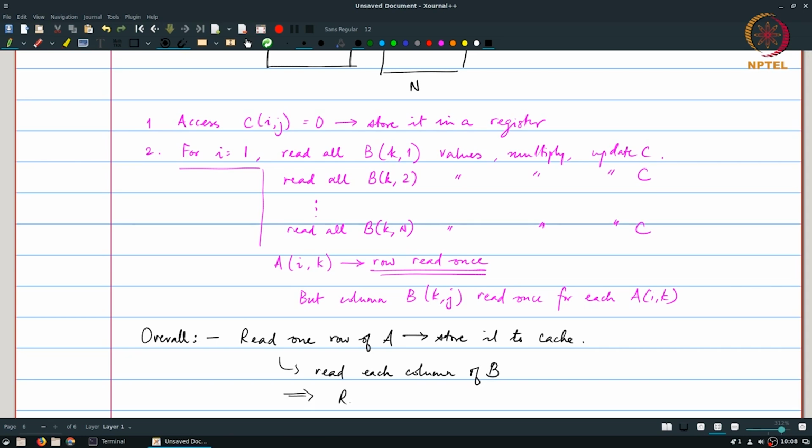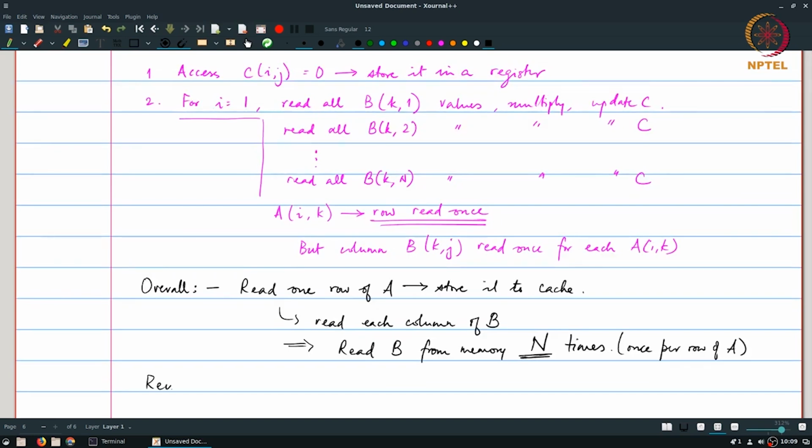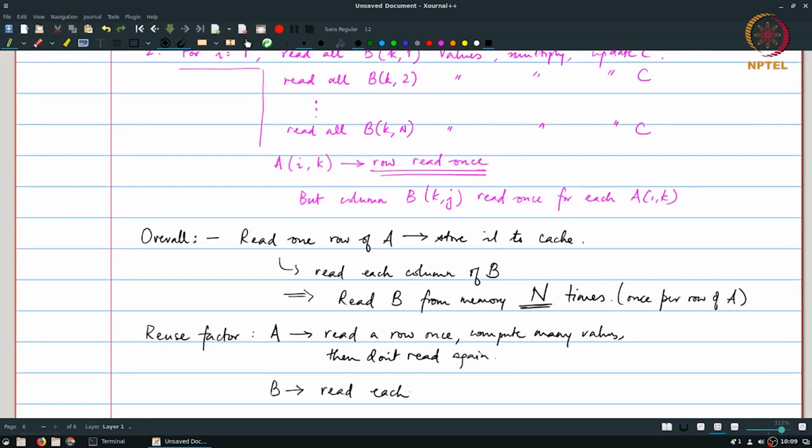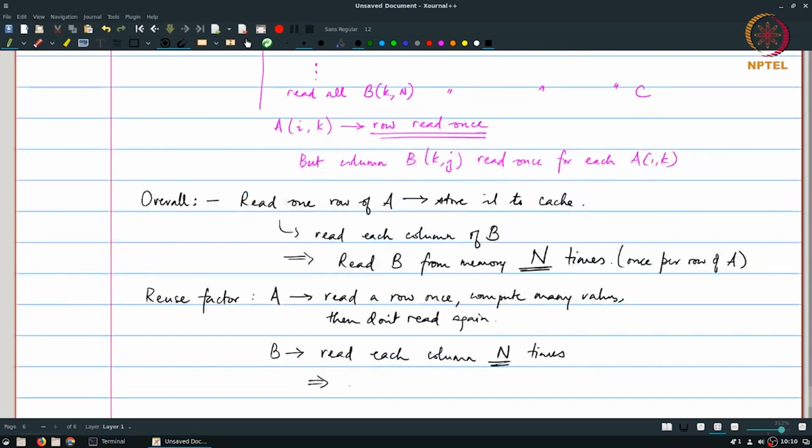Effectively what it means is B needs to be read from memory a total of n times, once per row of A. So in other words, the reuse factor for A is not bad. A, I read a row once, compute many values, then don't read again. But B, read each column n times, which implies that the entire matrix B has to be read n times.